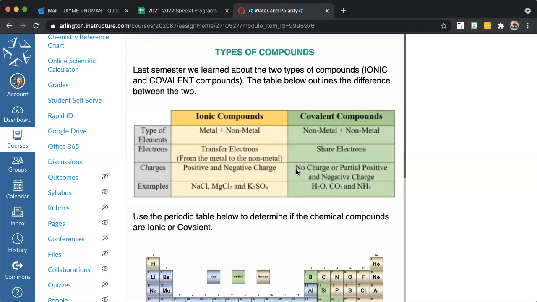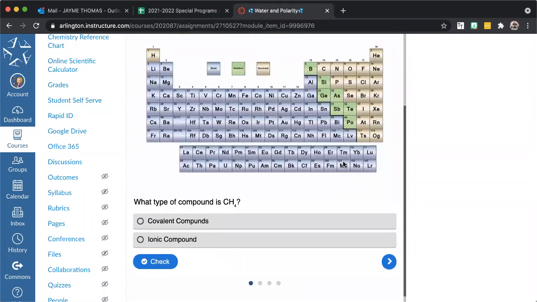If they're non-polar, they don't really have any charge. If they're polar, one side of the molecule has a partial positive charge and the other side has a partial negative charge. Water is an example of a polar covalent compound, meaning the side where the hydrogens are has a partial positive charge, and the side where the oxygen atom is is partially negative. That's what allows it to dissolve so many different substances, as we're going to see today.